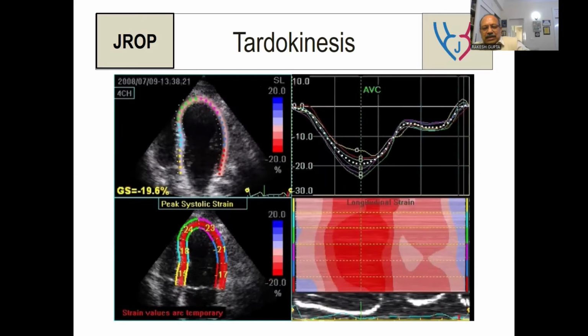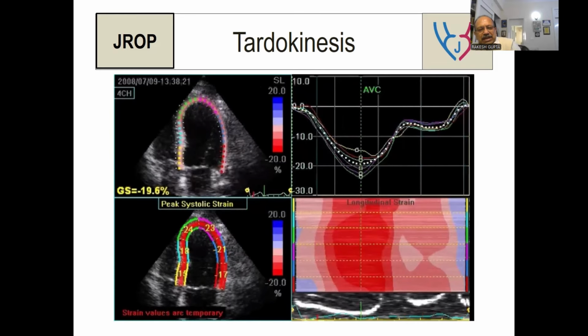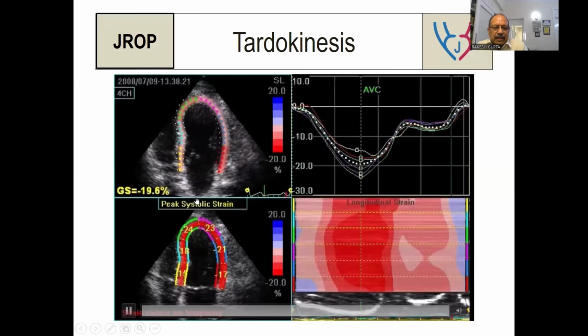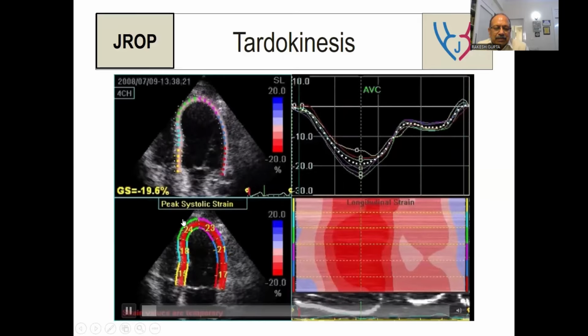This is what is tardokinesis. We don't look at tardokinesis by routine eyes. We look at tardokinesis by doing strain rate imaging. Every segment is displayed over here, like this is basal septum, mid septum, apical septum, apical lateral, mid lateral, basal lateral wall. If you look carefully, this is green, yellow, blue, green, pink, blue, and red in color. So every color is depicted over here. If you look carefully, here is the red color, which means it is talking of the basal lateral wall.